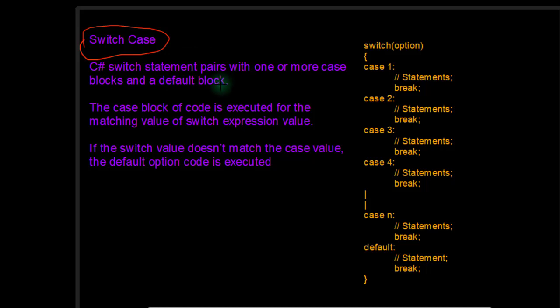A C# switch statement pairs with one or more case blocks and the default case. That means in a switch statement we have a list of cases. The case block of code is executed for the matching value of the switch expression. That means we will pass the expression to the switch, and the case whose value matches the expression value will be executed.